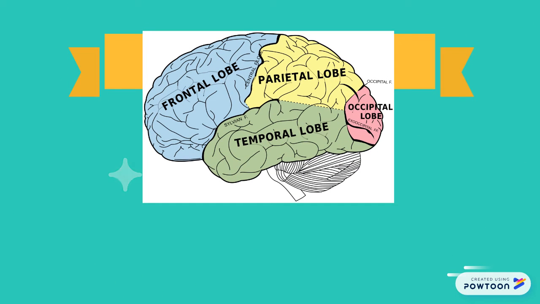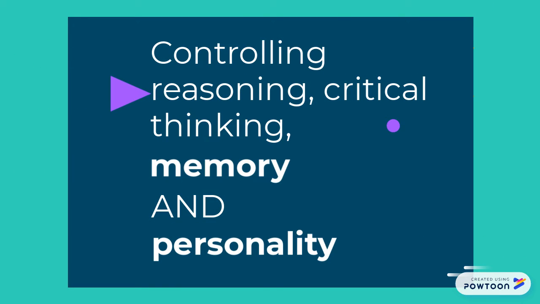The frontal lobes are located at the front of the cerebrum, as the name suggests. They assimilate information from other regions of the brain and are responsible for controlling reasoning, critical thinking, memory, and personality.